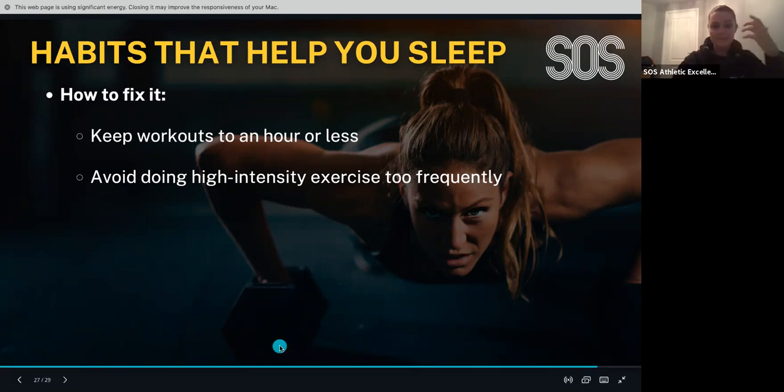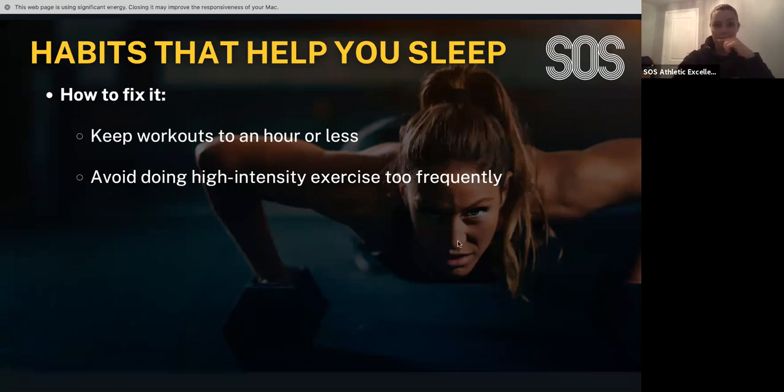In terms of exercise, try and keep workouts to an hour or less. If you train 3 hours a day or more, then you might need to rethink that. And try not to do too much high intensity exercise too often, basically. So again, find that minimal effective dose that gets you in the direction you want to be going, and then work from there.